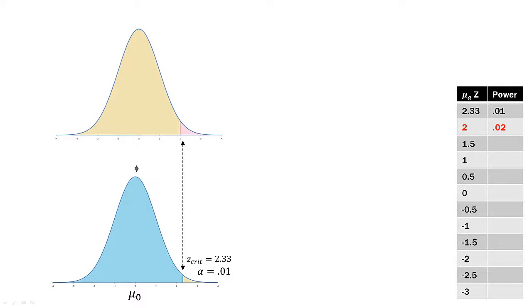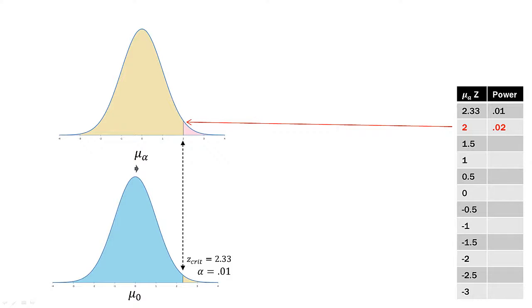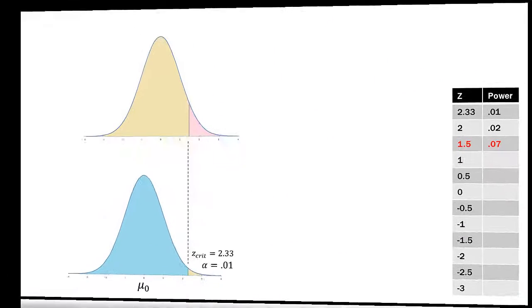Okay, so let's slide it over to 2. Now what do we got to find? We got to find the area in the curve on the top. So when we do that, we find the area on the left-hand side, our type 2 error probability is 0.98. Therefore, our power is 0.02. So we'll go ahead and put our power over there on the right-hand side.